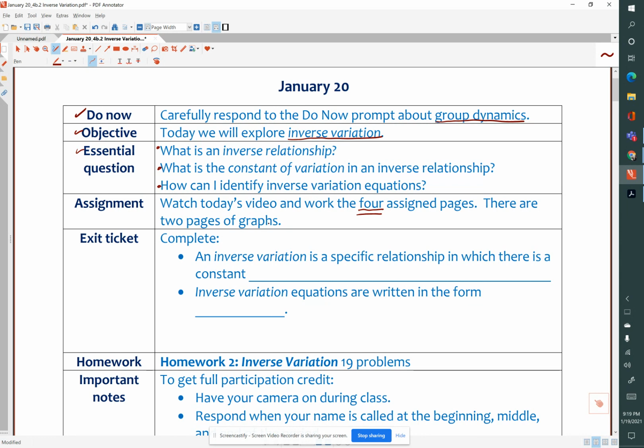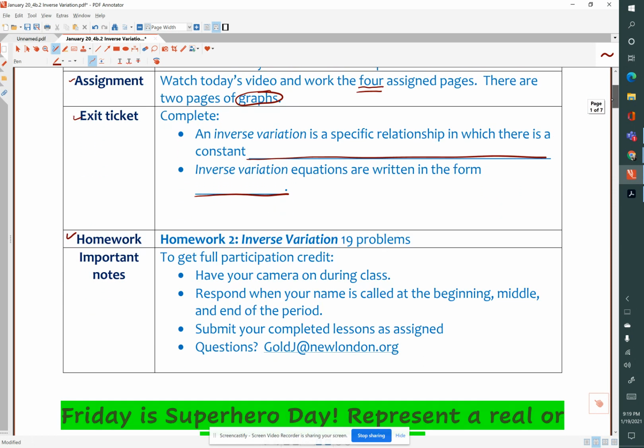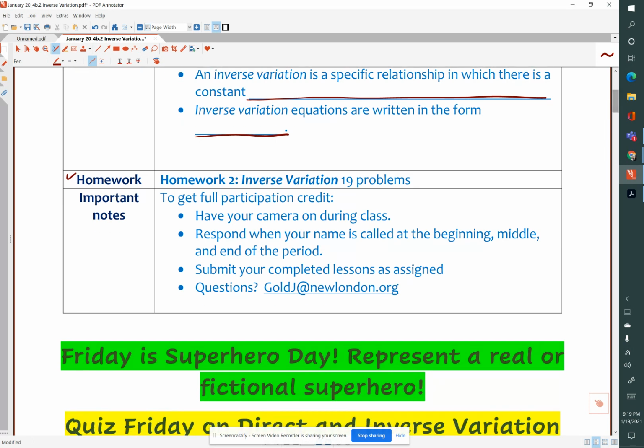2 of those pages are graphs. For our exit ticket, we will complete these 2 thoughts. An inverse variation is a specific relationship in which there is a constant what, and inverse variation equations are written in what form? We have a homework, inverse variation. There are 19 problems. And reminder, this week you will turn in your lessons and your homeworks all on Friday.